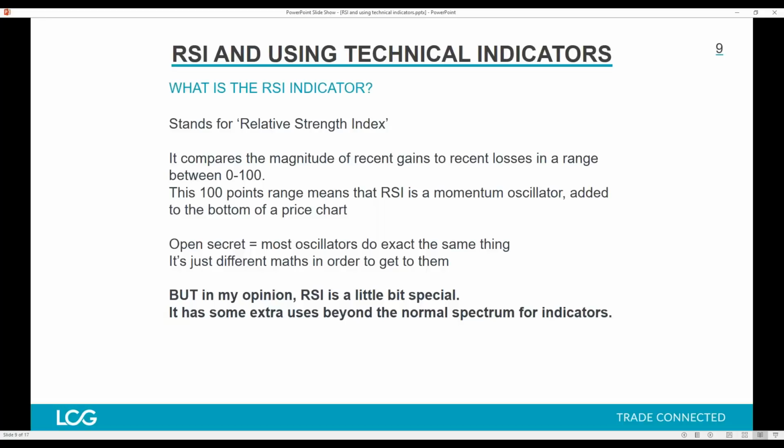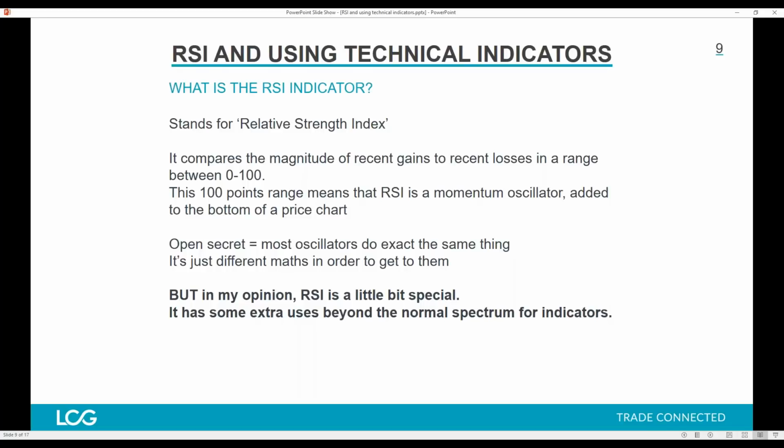So moving specifically on to the RSI now. It stands for the Relative Strength Index. It compares the magnitude of recent gains to recent losses in a range between 0 and 100. So making it between 0 and 100 is what makes it an oscillator. It's a momentum oscillator, and it's added to the bottom of the chart rather than overlaid like a moving average or something like that.